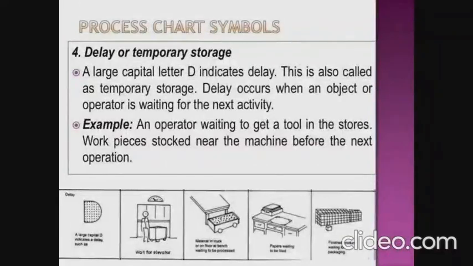The fourth symbol is delay or temporary storage. First point, a large capital letter D indicates delay. This is also called temporary storage. Delay occurs when an object or operator is waiting for the next activity. Example, an operator waiting to get a tool in the stores is an example of delay. Work pieces stocked near the machine before the next operation is also an example of delay. So this is all about the delay or temporary storage symbol.